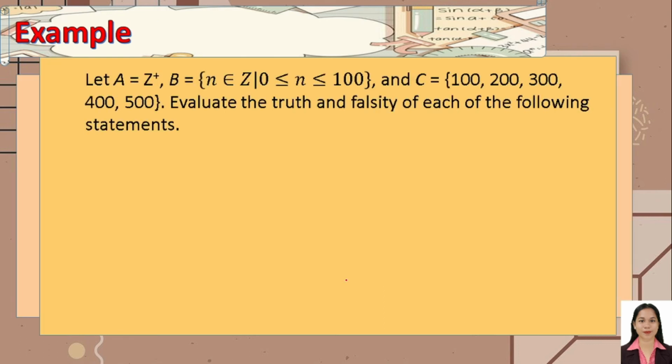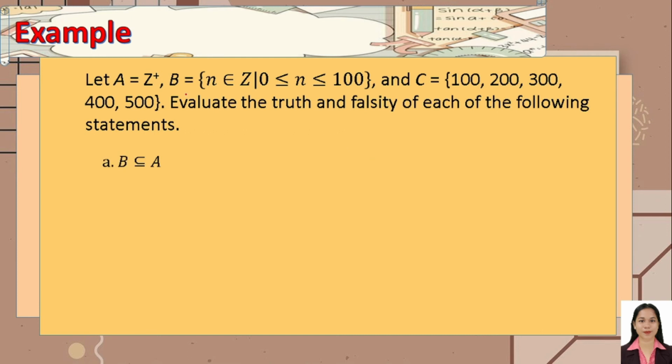Example, let A equal Z plus, or the positive integers. B equals N is an element of Z, so Z is the set of all integers, positive or negative, such that N is greater than or equal to 0 but less than or equal to 100. And our set C is equal to 100, 200, 300, 400, 500. Then evaluate the truth and falsity of each of the following statements.